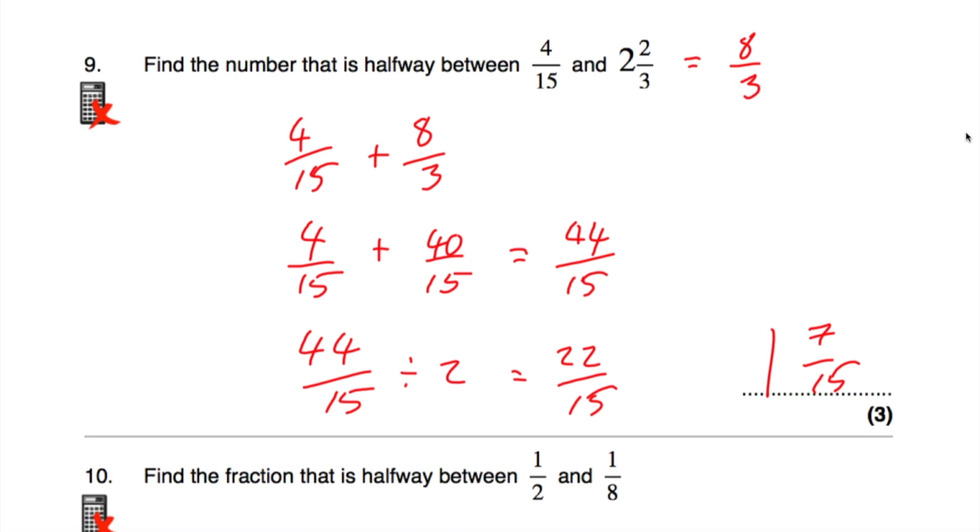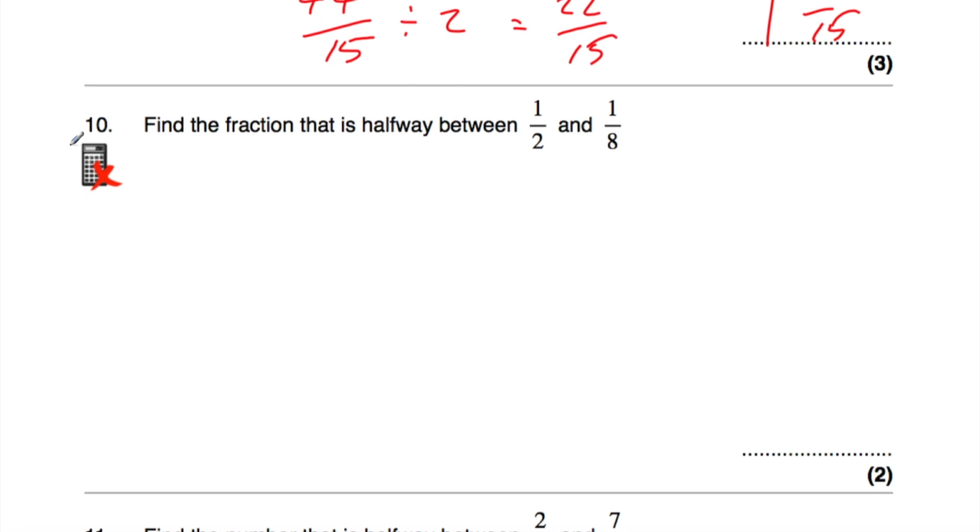Okay, let's look at question number 10. So let's have a look at question number 10. So let's add them together, a half plus an eighth. So adding them together, well, with the denominators, we've got 2 and 8. So a common denominator would be 8 and 8, because the lowest common multiple of 2 and 8 is 8.